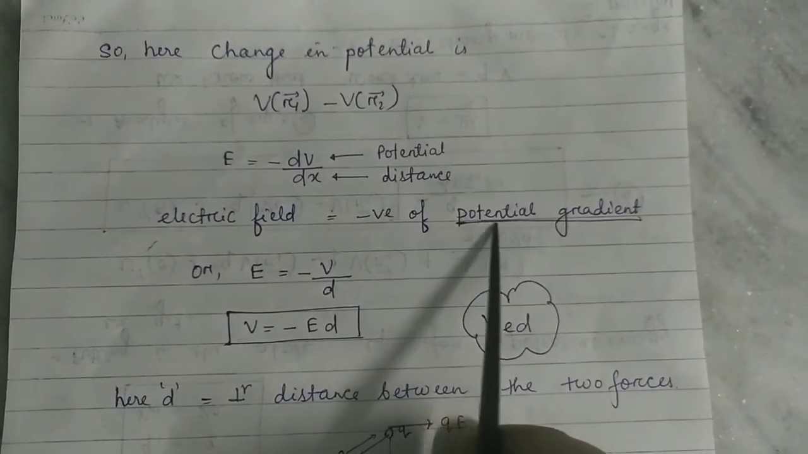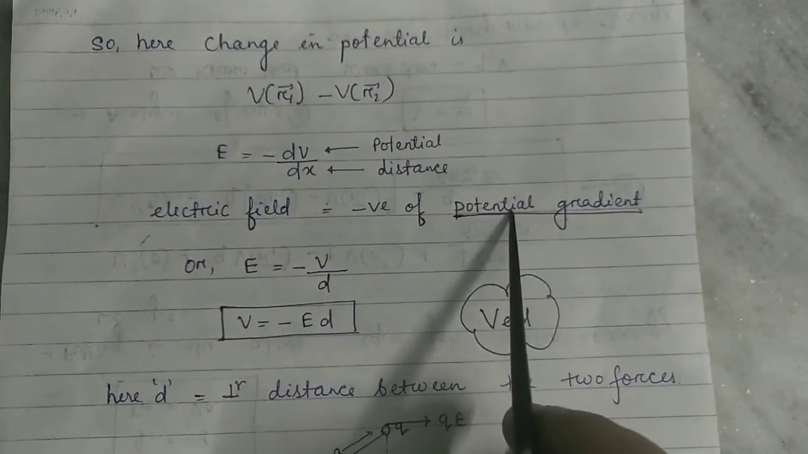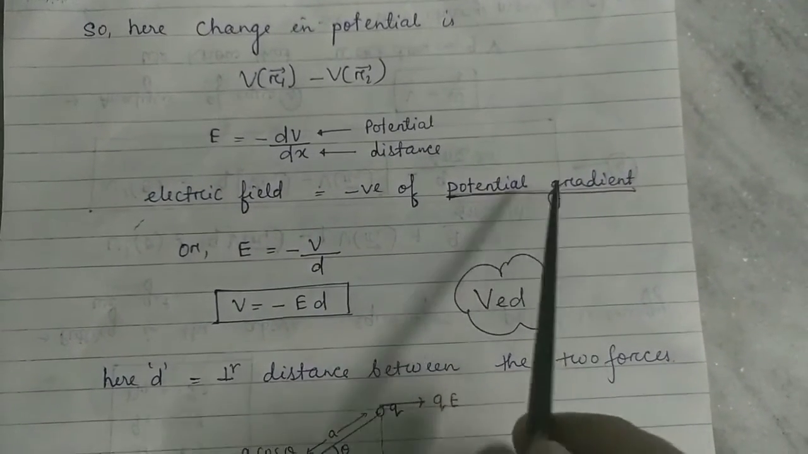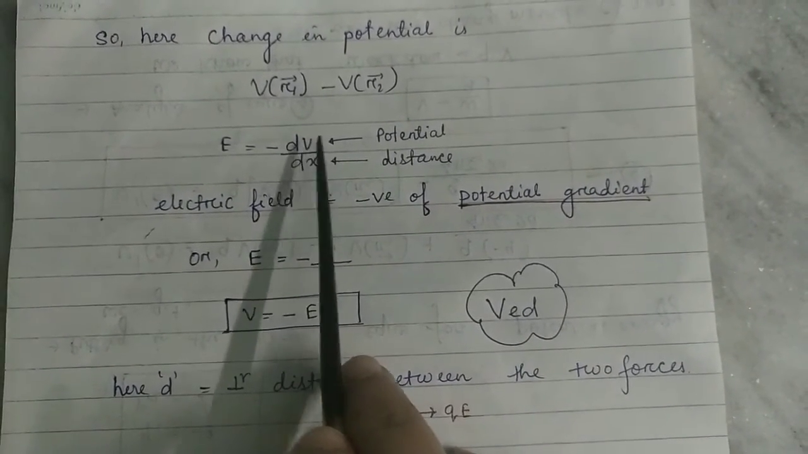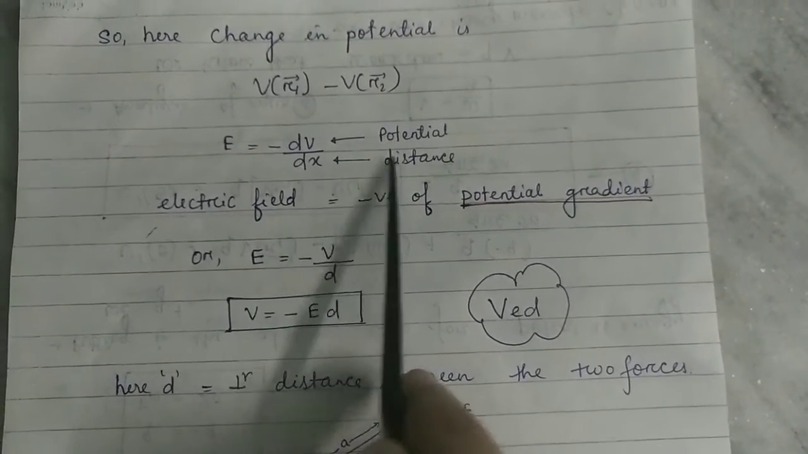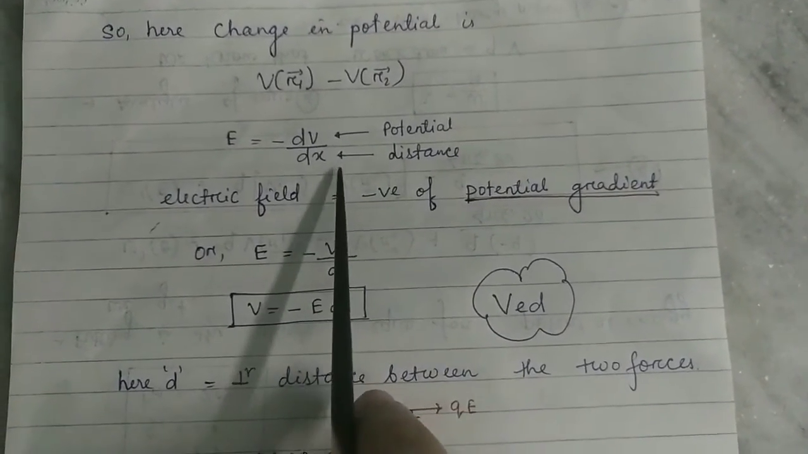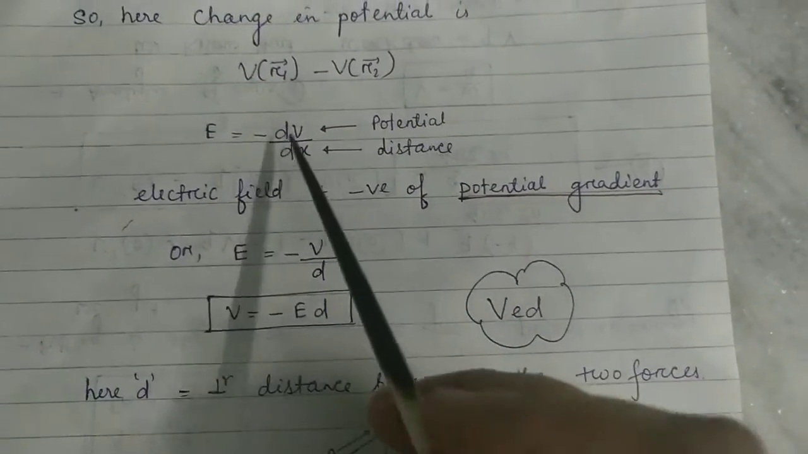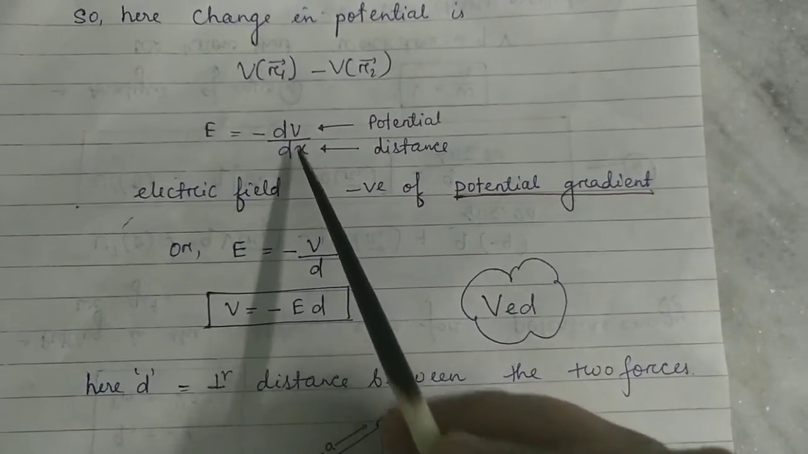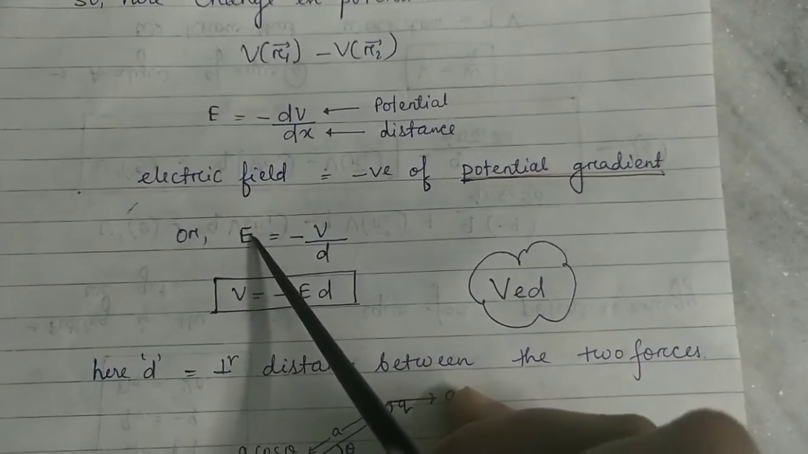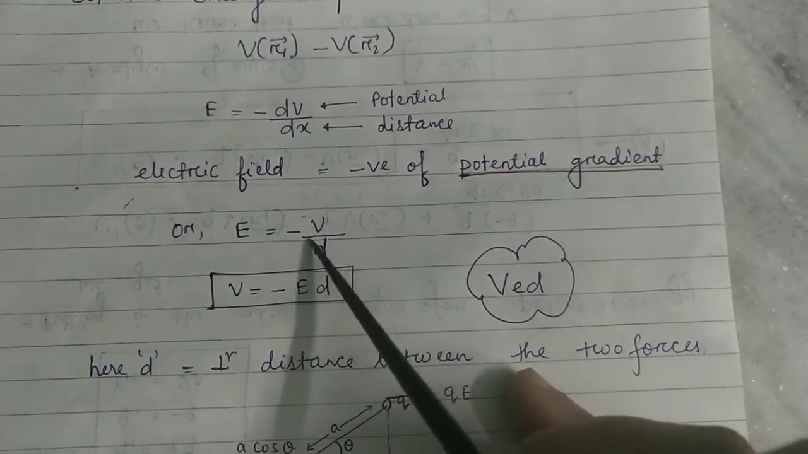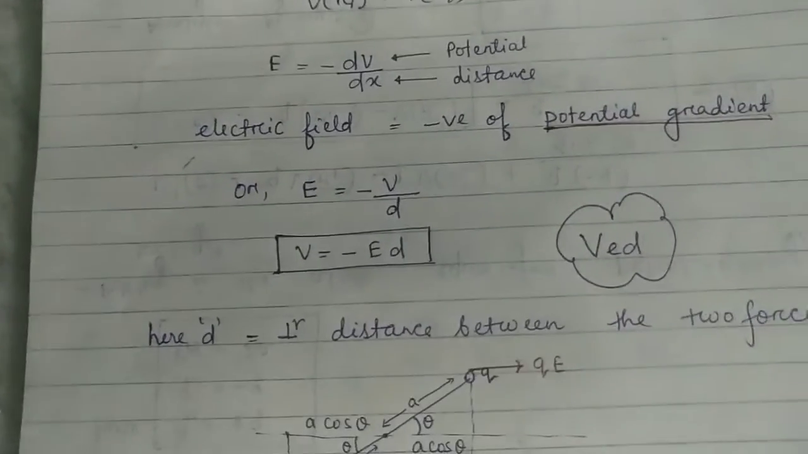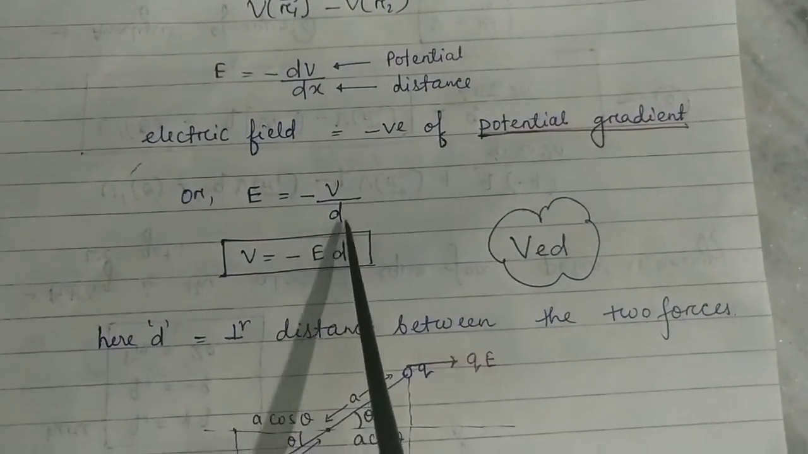Already you have learned about velocity gradient. What is the meaning of velocity gradient? Velocity divided by length. So anything divided by length is called its gradient. So here we are dividing potential, V is the potential, dx is the distance. So we are dividing the potential with the distance. So the term used here is potential gradient. So electric field is the negative of potential gradient. Or we can write E equal to minus V by D, where V is the potential and D is the distance. This is the relation between electric field, potential and the distance.